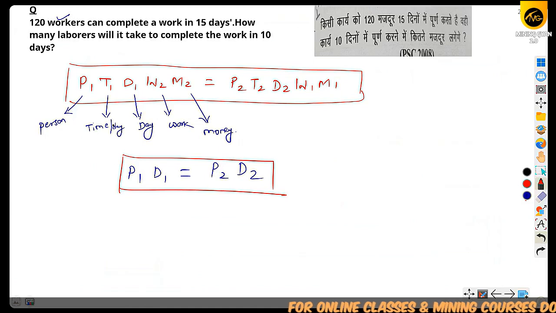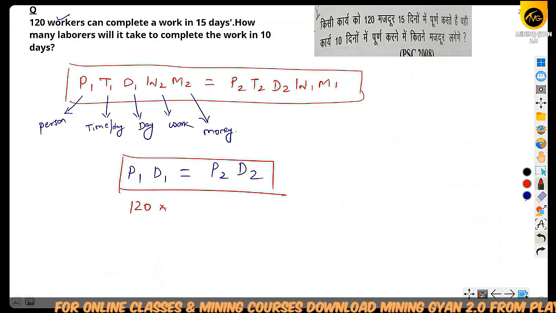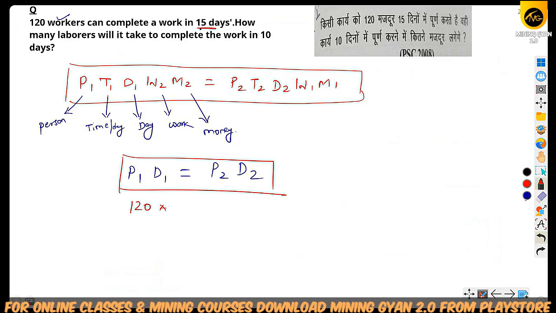Now number of person is 120. Number of workers is 120, that means number of person is 120. Now multiply D1. D1 is the number of days used initially by the 120 workers, so the initial number of days is 15, so multiply 15 is equals to how many labors will it take to complete the work in 10 days.